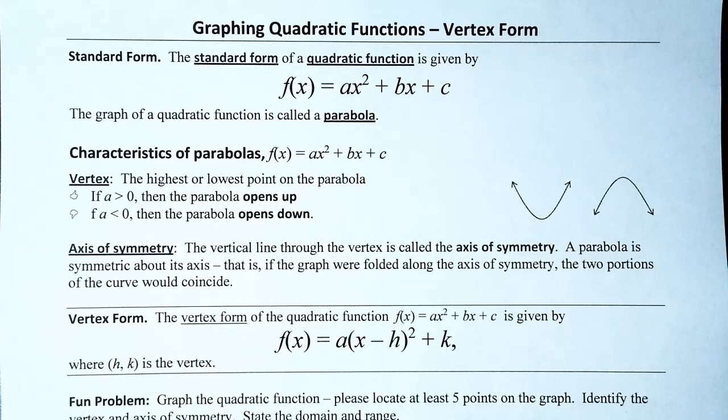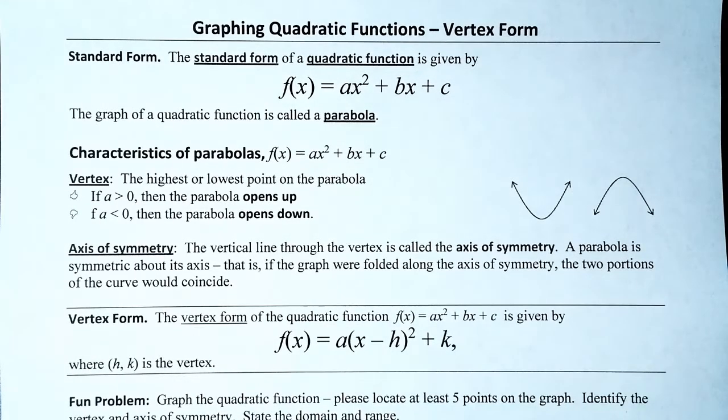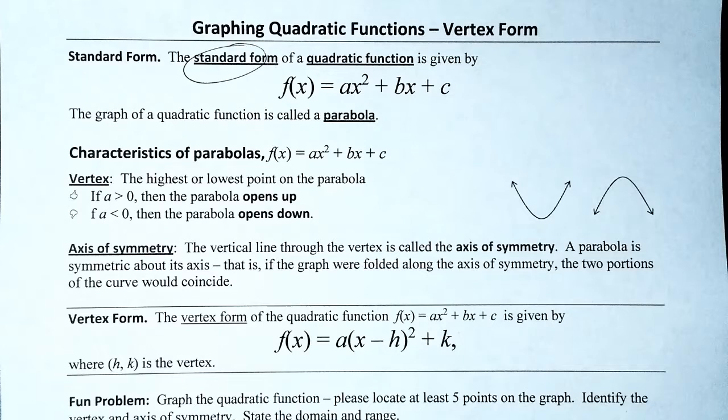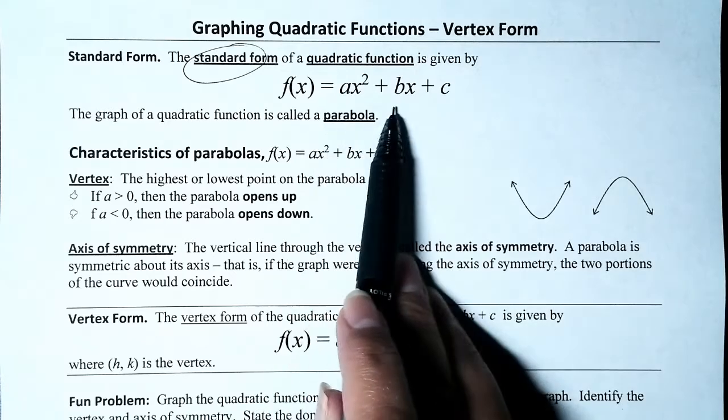All right, so we had talked about functions in the beginning of the semester. We are going to focus exclusively on quadratic functions. So there are different ways to write the equation of a quadratic function. One of them is standard form. A quadratic function is said to be in standard form if it looks like this. So f of x equals ax squared plus bx plus c.